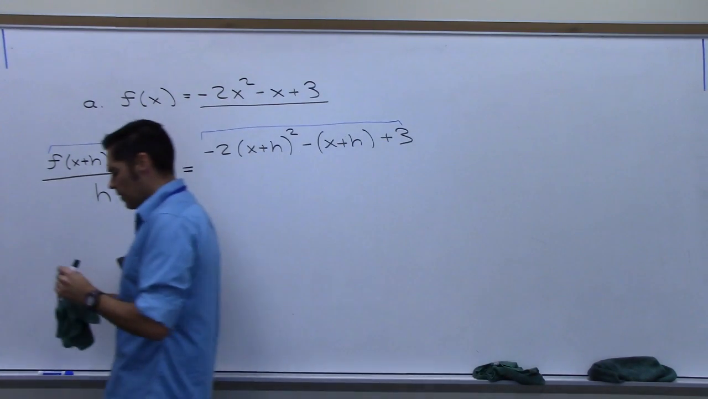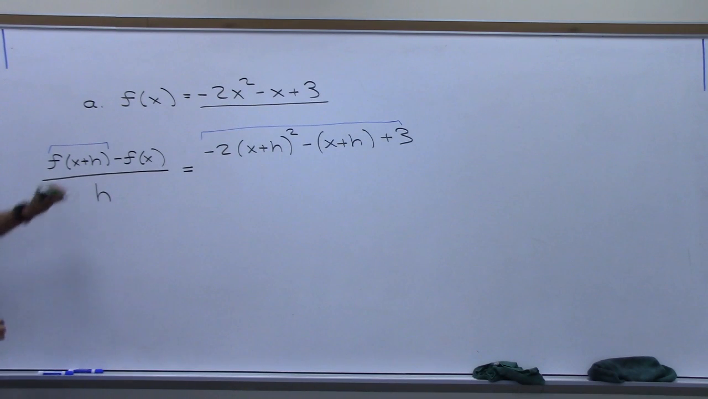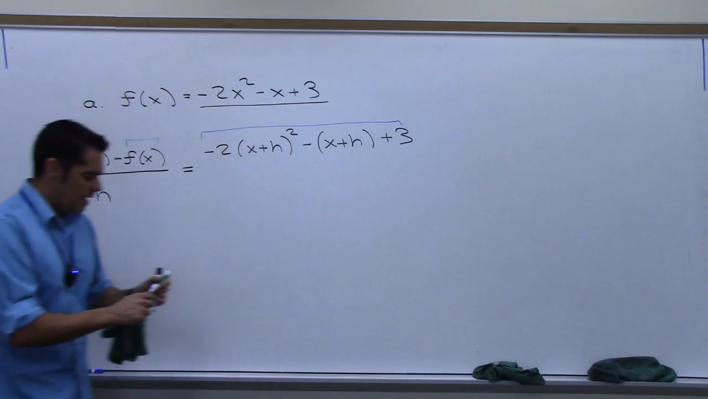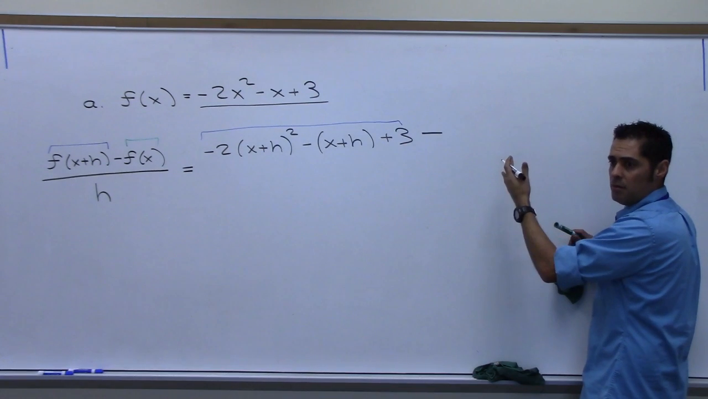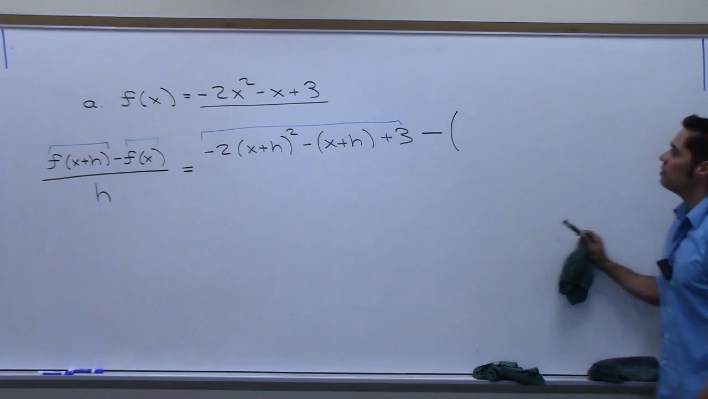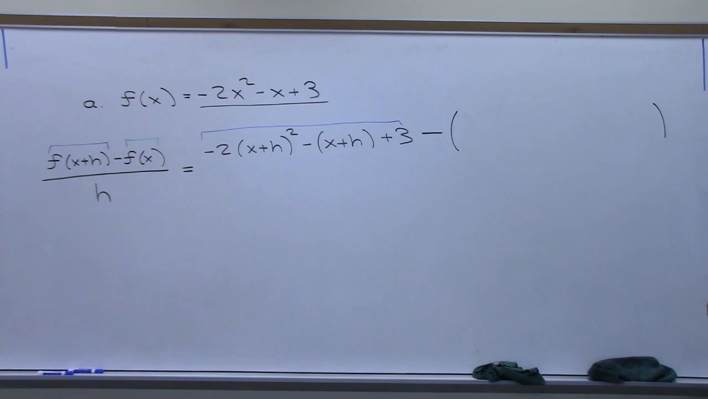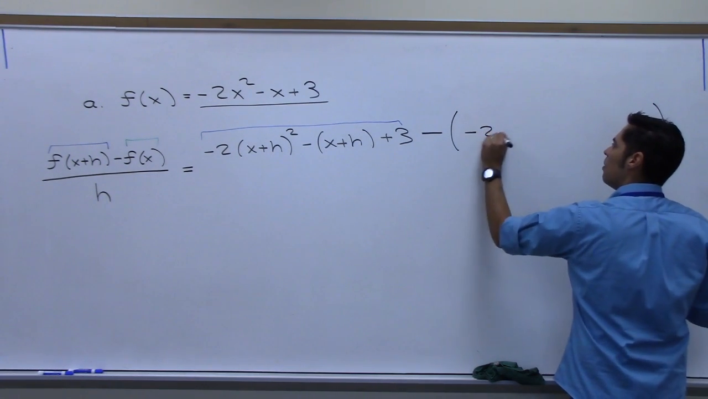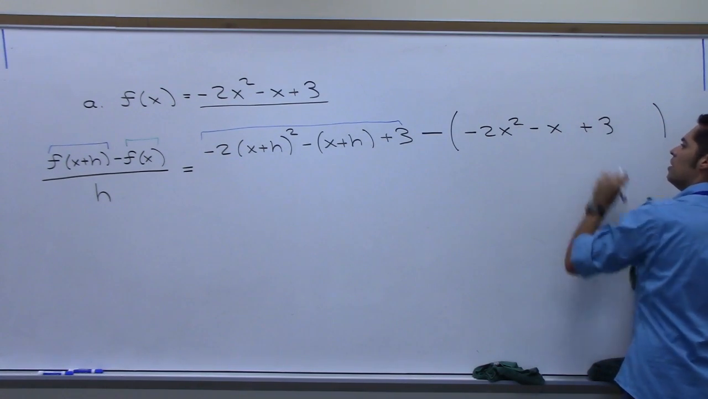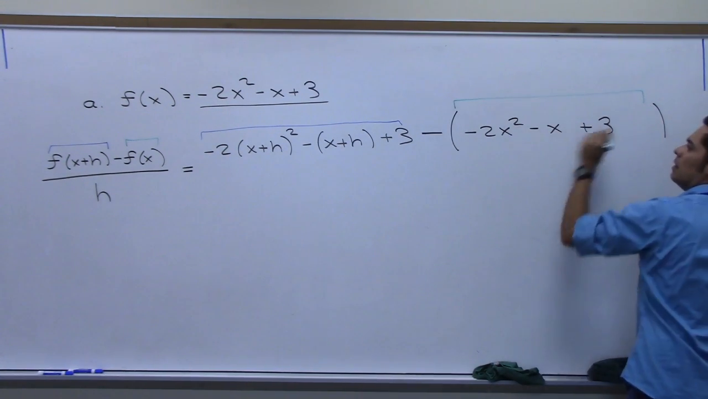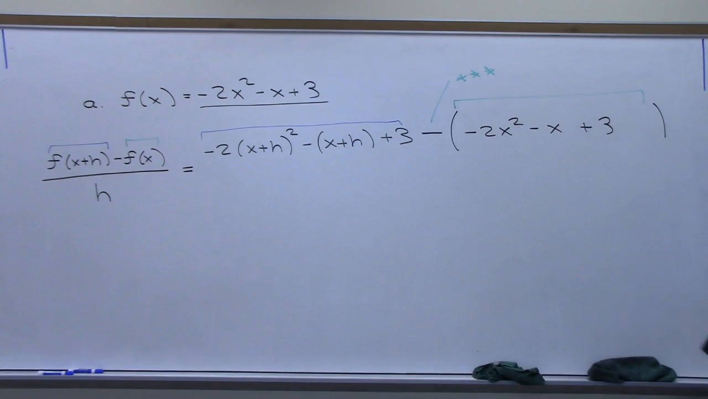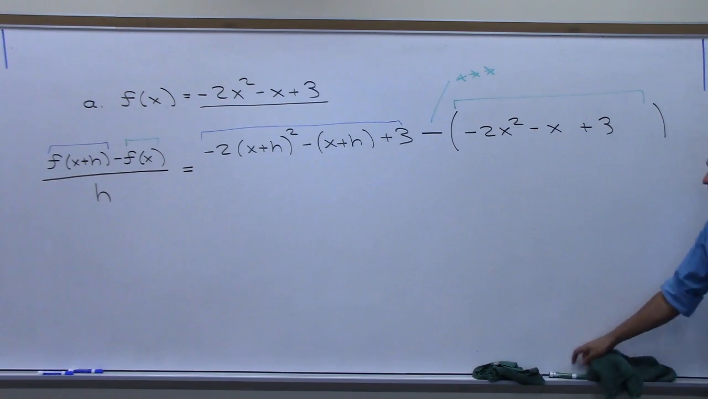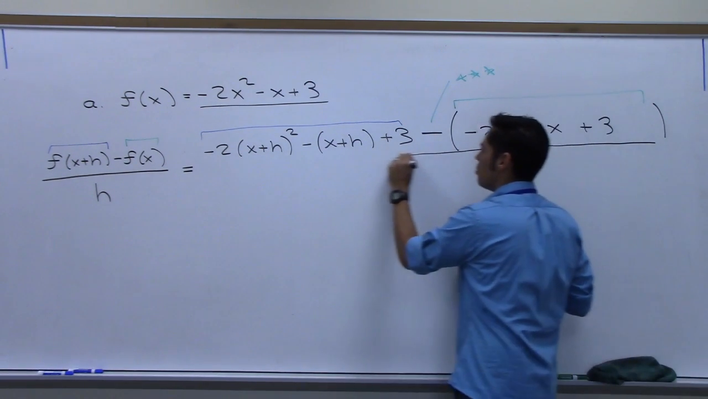Now what I need is the top right corner, and I need to subtract it. This is the part that a lot of people mess up, the subtraction. You will have to subtract everything that f of x is, the whole thing. So I recommend putting your f of x in parentheses, the whole thing: negative 2x squared minus x plus 3. So that is your top right corner. And again, star, star, star, don't forget the minus there. All of this over h.